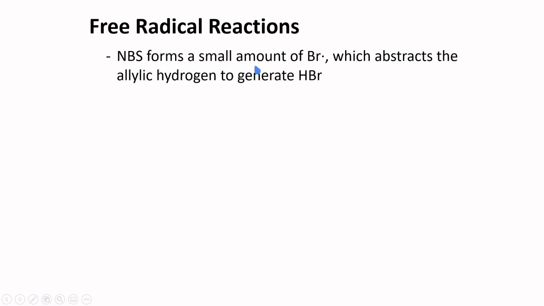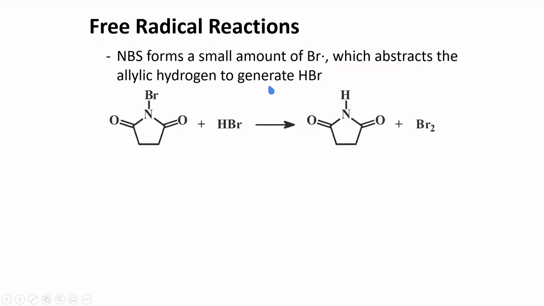N-bromosuccinimide forms a small amount of bromine radicals, which abstracts the allylic hydrogen to generate HBr. Once HBr is generated, N-bromosuccinimide will react to form this compound and the bromine molecule, with HBr concentration kept low. Every molecule of HBr formed by the allylic halogenation reaction can react with N-bromosuccinimide to generate small amounts of bromine molecules, which can participate in the cycle.